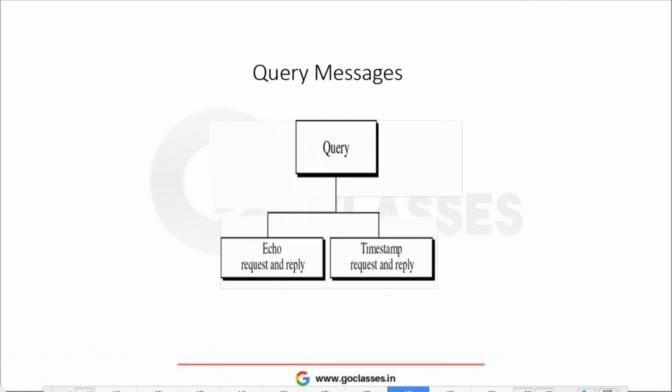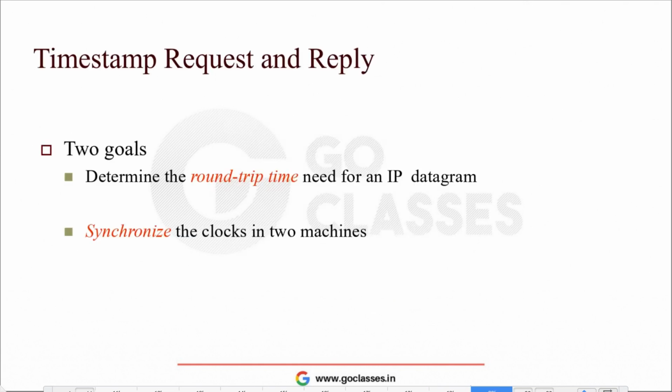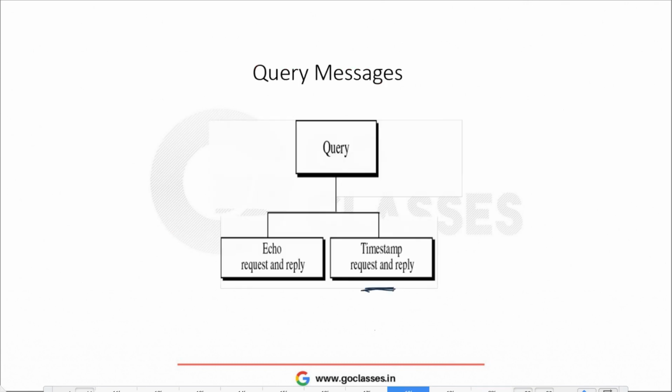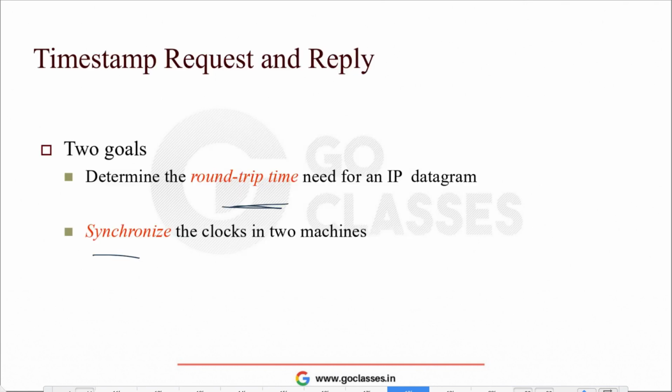Okay. Now the second type of query message is timestamp request and reply, which is basically used to calculate generally round trip time needed for IP datagrams, and there is one more goal. The second goal is to synchronize the clock between two machines. So based on the goal, we will be using either the timestamp request and reply or the echo request and reply. So these are the query messages, which means that these are the messages that we do not use when we have some error. We just initiate these kinds of messages to check round trip time, or synchronize the clock, or to check whether the host is live or not. So this is all about the ICMP protocol.